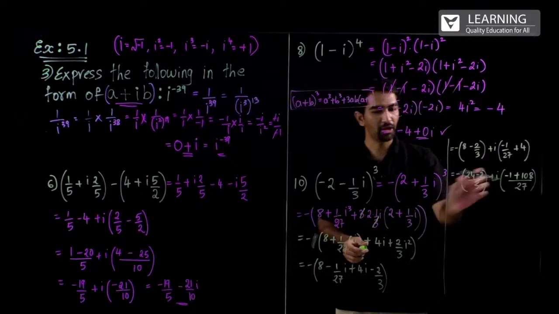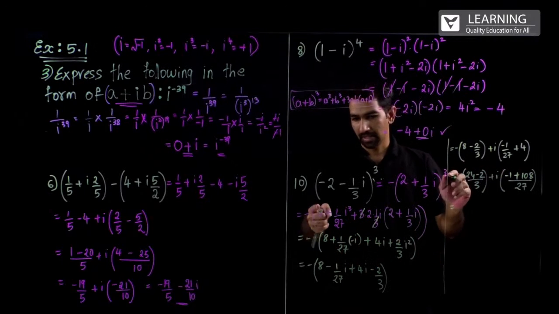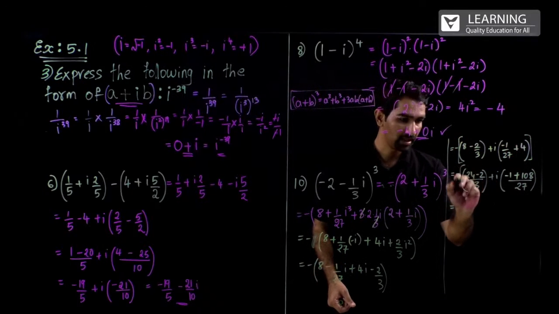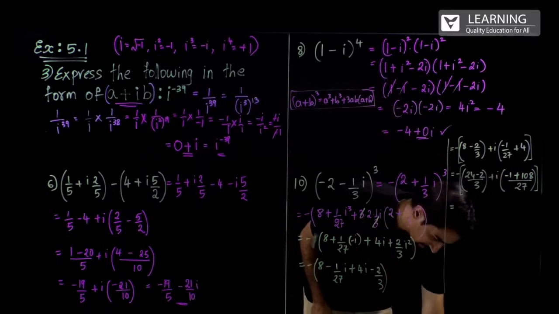So a plus ib form we got, right? Which is nothing but equal to, minus we have taken outside, so the entire thing will be inside like this. Okay, like this. Okay, so further simplifying this, what will we get?